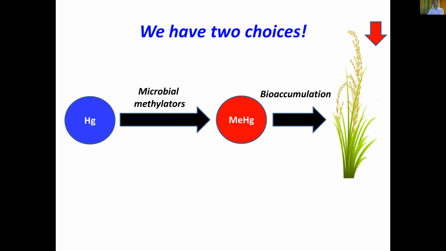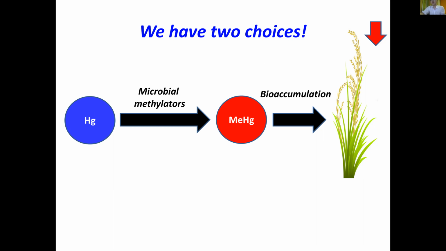So now we have two choices. The first choice is to reduce the mercury methylation process. Then we can reduce the methylmercury concentrations in soils. And the second choice, we can just reduce the bioaccumulation process of methylmercury to the crops. So these are the two choices we have. But unfortunately, these choices are not very common in the practice of soil remediation of mercury in the real world.